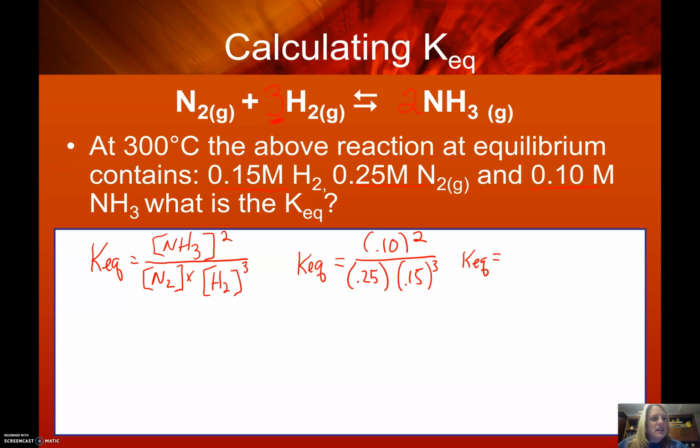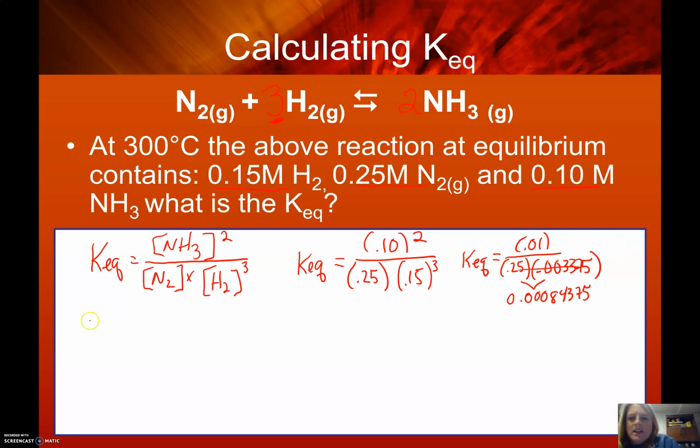I'll do this kind of stepwise. So 0.1 squared is 0.01. 0.25 isn't squared, so that's cool. It stays the way it is. If we take 0.15 and we put it in our calculator and we cube it, we get 0.003375. All right, and then we're going to multiply those numbers together. Oh boy, that's a small number, 0.0084375, or 8.4375 times 10 to the negative fourth. So that takes care of that guy.